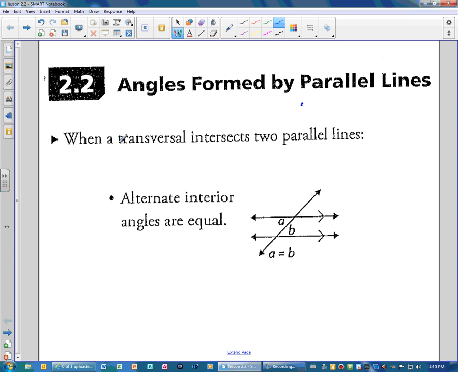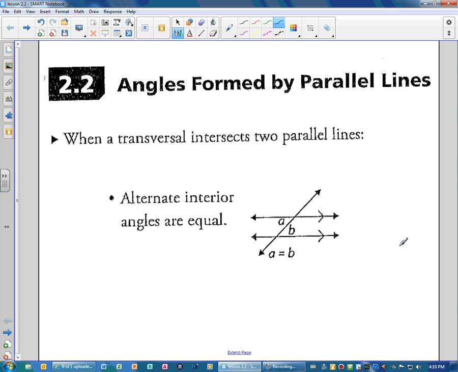All right, so 2.2, angles formed by parallel lines. Okay, if you open up your book to section 2.2, we talk about angles formed by parallel lines. Having a look at this first picture, it says here that when a transversal intersects two parallel lines, we will have alternate interior angles that are equal.